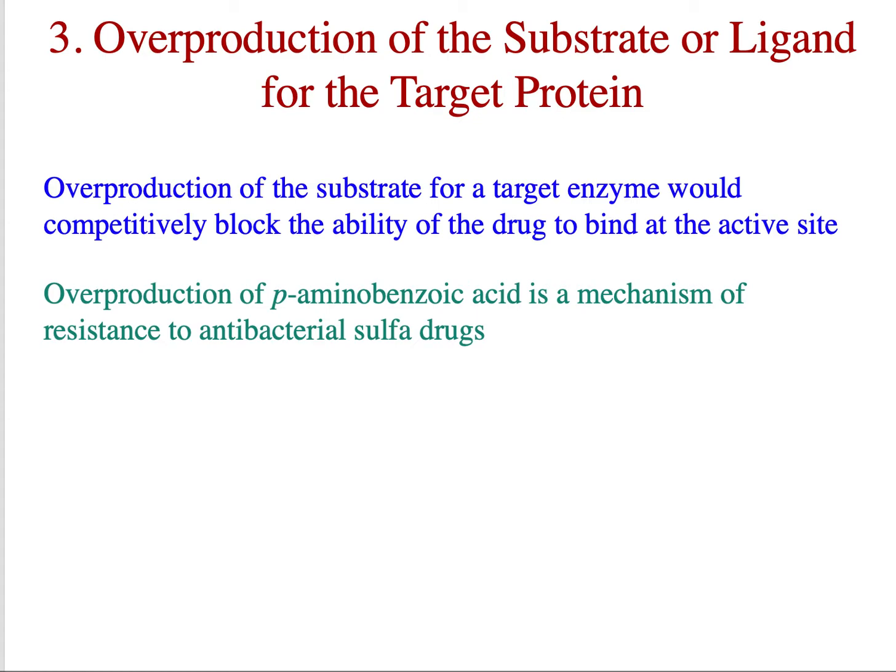So an example of this actually in bacteria is back in the old days, in like the 50s, there used to be drugs called sulfa drugs. They came out after penicillin, and they were useful for a time, but bacteria figured out that they could overproduce p-aminobenzoic acid as a ligand, and they could become resistant to the sulfa drugs, which sucks because they're pretty easy to make.